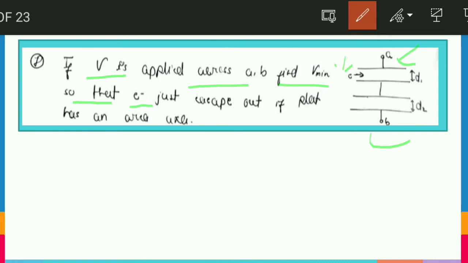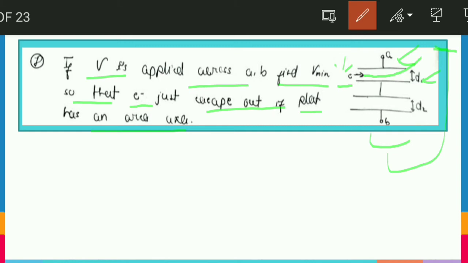So that it escapes out, if the plate has an area a into a, it means a square. So what is happening, friends? We have applied a potential difference here, and we have projected an electron exactly at the midway in the first capacitor having separation d1. So we have to find its minimum velocity so that it just crosses out.